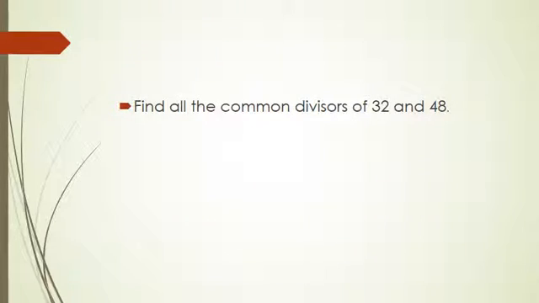Let us go to the second part of this question. I have to find all the common divisors of 32 and 48. In order to find the common divisors, I should write the divisors of 32 and the divisors of 48. Yes, Reem, can you give me the divisors of 32? 0. No, actually it's 1. 1 and 32. Yes.